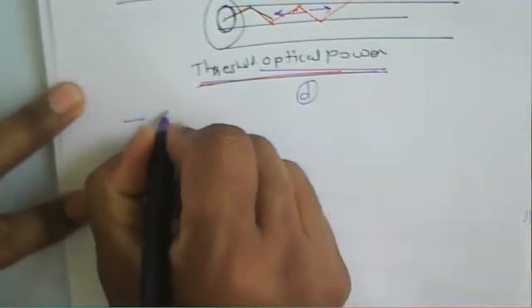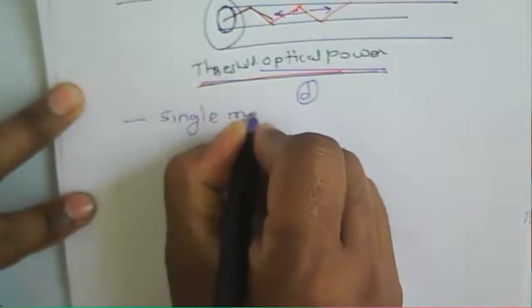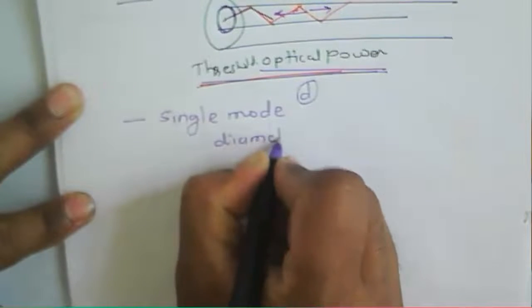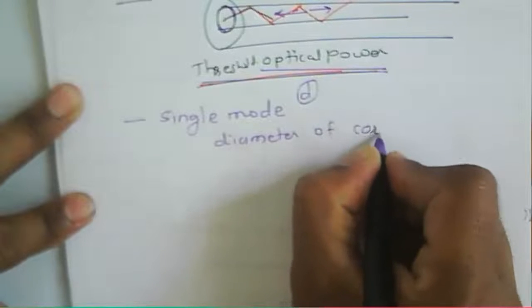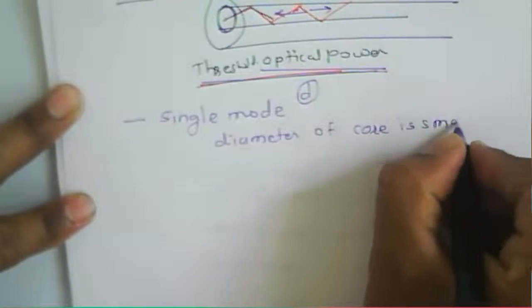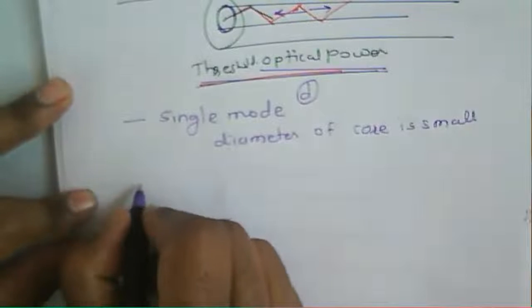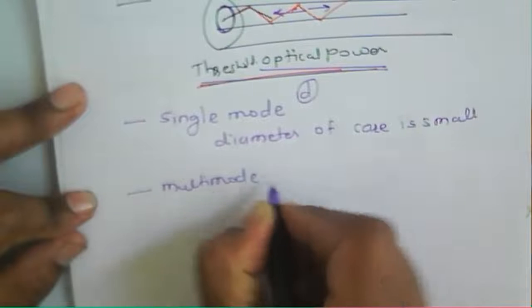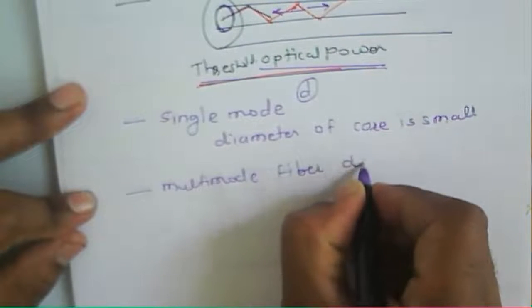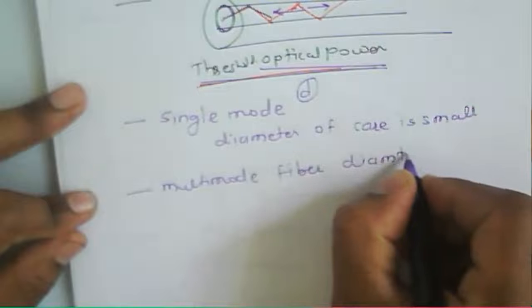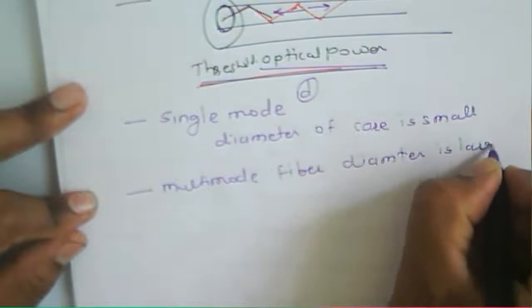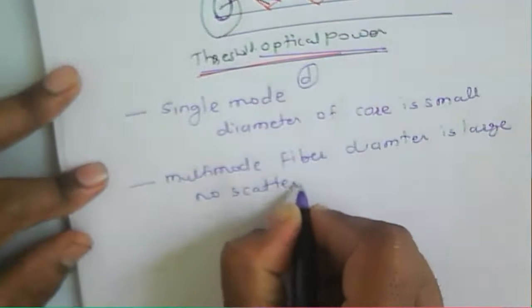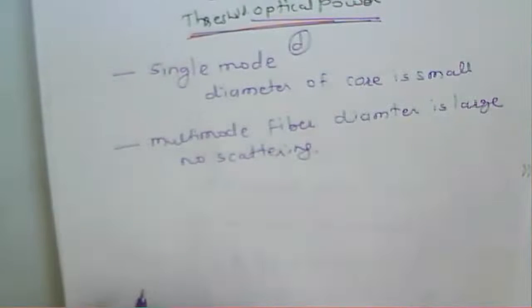So this scattering occurs if we have a single mode fiber. In a single mode fiber, the diameter of the core is small. That's why the scattering occurs. For the multimode fiber, it has a large diameter. Because of that large diameter, no scattering takes place.